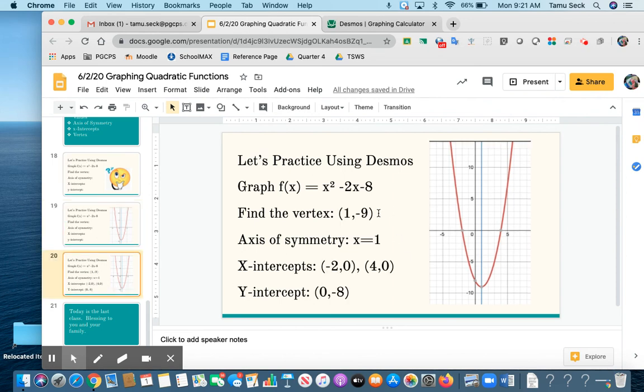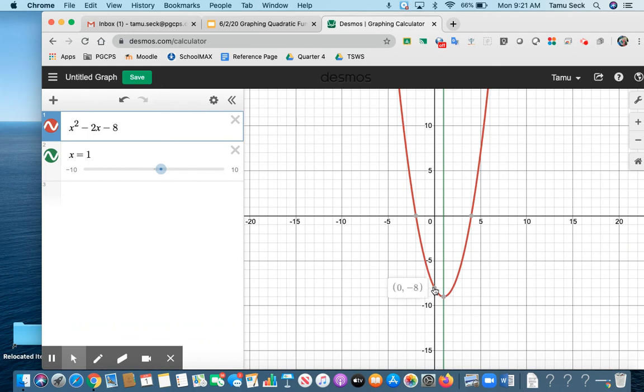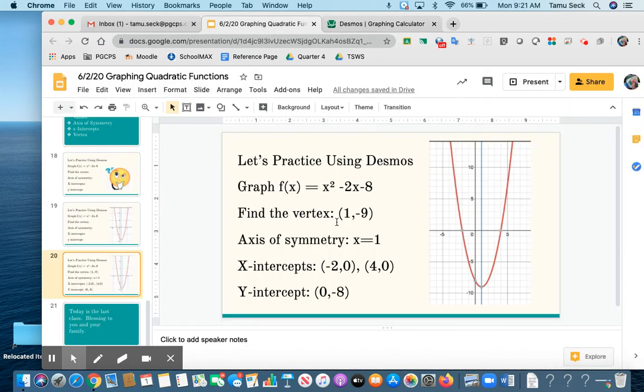So those are the answers. I hope you put it in Desmos so you know that you could just click on the points to know the answers. The vertex is at 1, -9. The axis of symmetry is at 1. The two x-intercepts are at -2, 0, and 4, 0, and the y-intercept is at 0, -8.